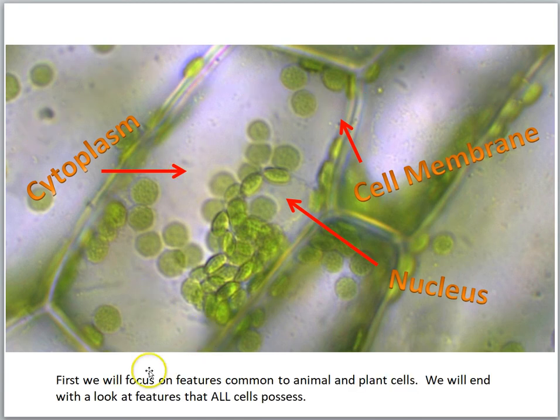Now, in this lesson, first we're going to focus on the features that are common to animal and plant cells, and then we'll end with a look at features that all cells possess. So the common features will be the cell membrane, cytoplasm, and nucleus, and we're also going to add the mitochondria as well. It's just that in these microscope pictures, it's hard to see the mitochondria.